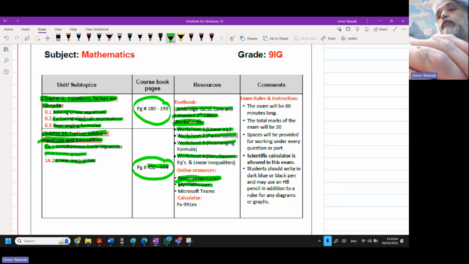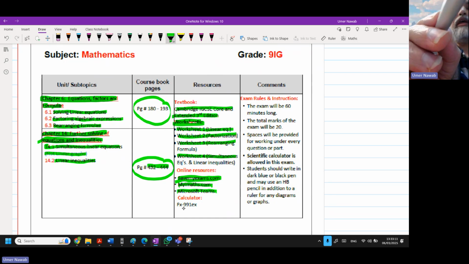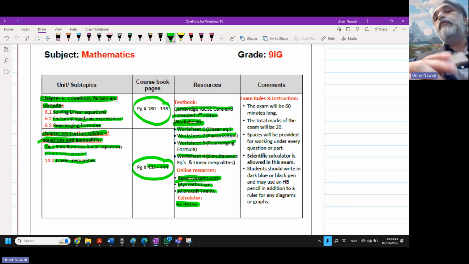My iMaths, if you want to practice. Microsoft Teams, whatever information is provided on Microsoft Teams can also be helpful. And the calculator which you need to bring in the final exam, FX991EX is recommended. The total marks for this exam is 20. The total time which will be given to you for the exam is 60 minutes.